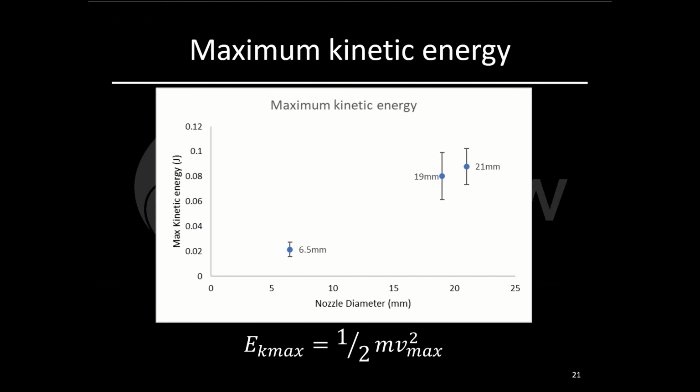Here's our maximum kinetic energy graph. Here we see our small nozzle diameter is not efficient. It wastes quite a lot of energy, whether that be through friction. So small nozzle diameter is out of the question. We don't want to use that if we want an efficient balloon car. But as you can see from our higher nozzle diameters, they're a lot more efficient as they reach high kinetic energy.